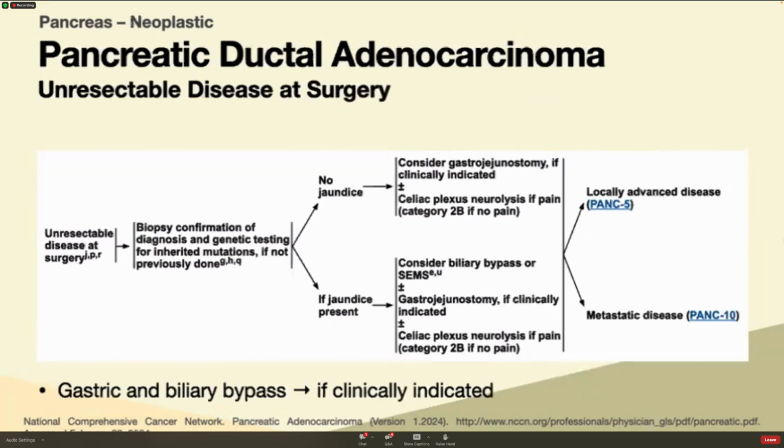So for this slide, this is what you do if intra-op you realize that the lesion is actually unresectable. All this slide says is to consider doing the bypass only if clinically indicated, meaning gastric and biliary bypass or a double bypass is not routinely done in all patients. So the bypass is only done if the patient needs it.